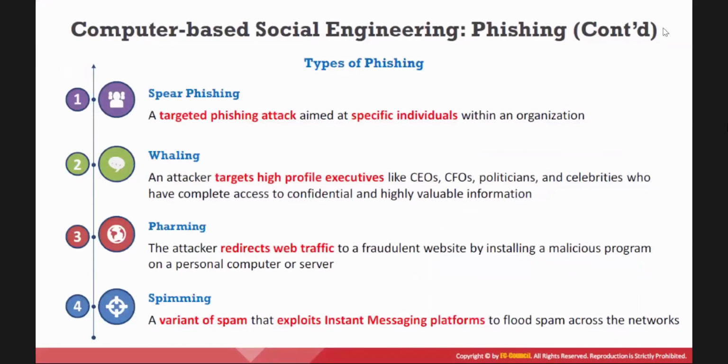And here we continue with phishing. The types of phishing are spear phishing, whaling, pharming, and spamming. Spear phishing is nothing but targeting a specific individual in the organization. That is targeting a single person, and it is called spear phishing. Whaling is targeting high-profile people in the organization, like CEOs, CFOs, politicians, celebrities, influencers, etc.